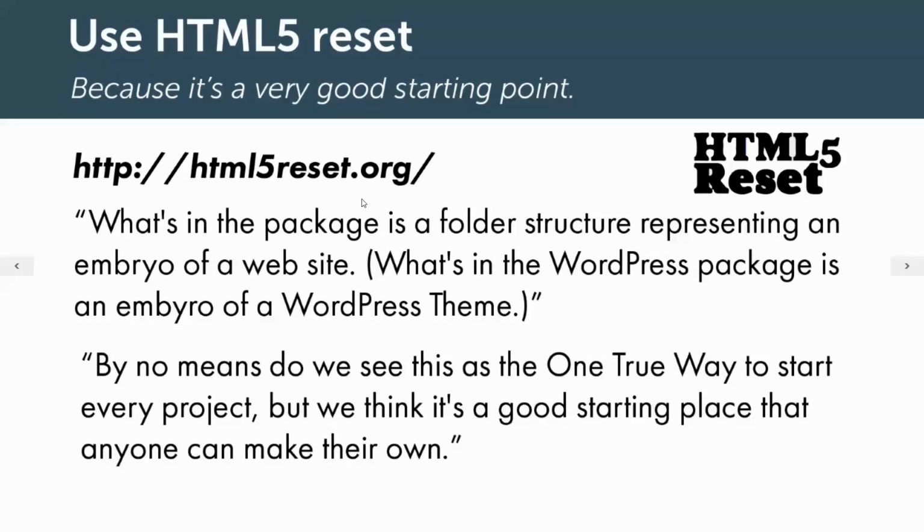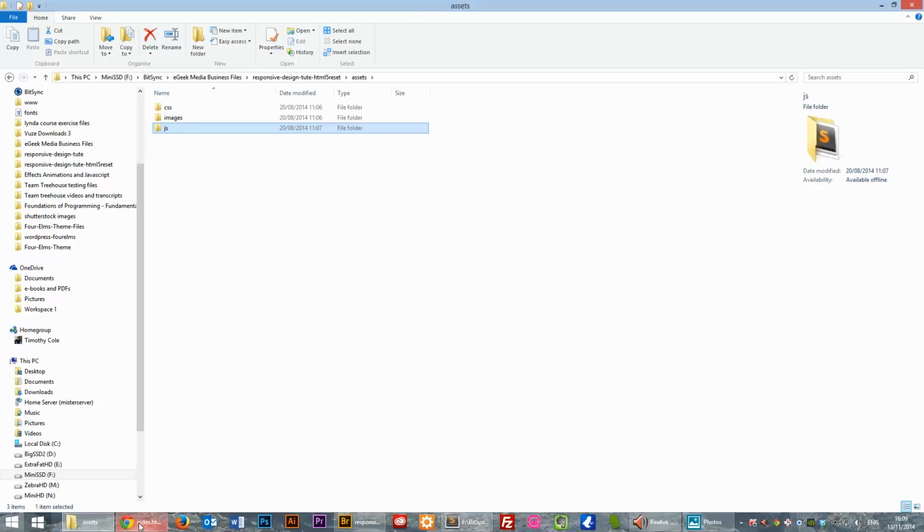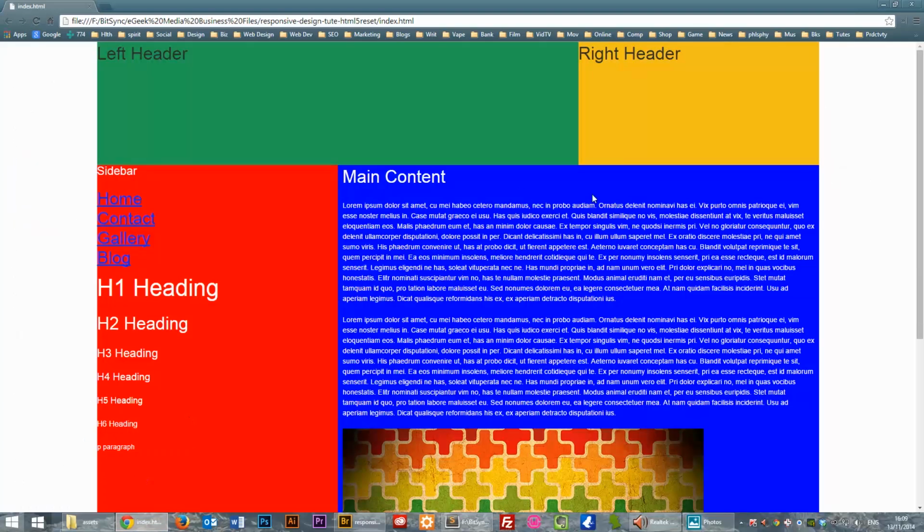I'm using some files called HTML5 reset because it's a very good starting point, I believe. And I've made a bit of a mock-up using these files, but as a starting point, what's in the package? It's a folder structure representing an embryo of a website. And using these files, I've made a mock-up for this tutorial, and so this is what it looks like.